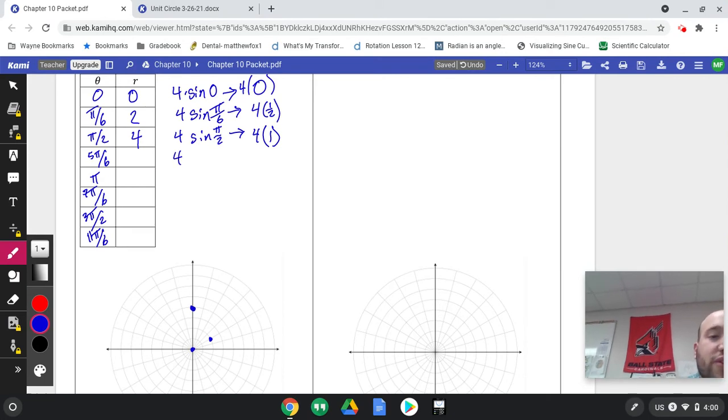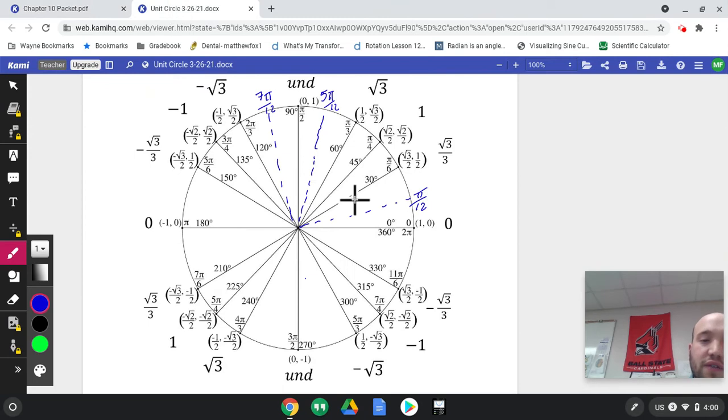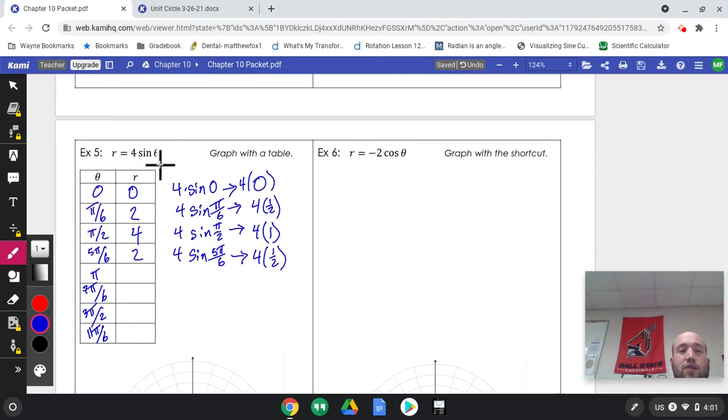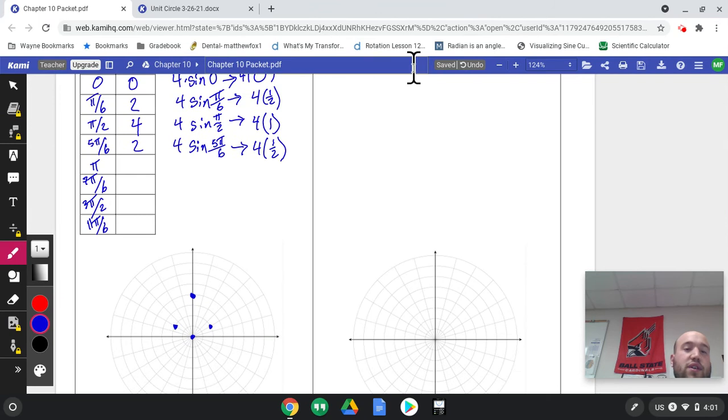Next one, 4 sine of 5 pi over 6. So 4 times, now if we look here, 5 pi over 6, sine is 1/2 again. So 4 times 1/2 gives us 2. 5 pi over 6 is around over to here and out 2. Okay. So it's symmetrical, as you can see, across the y-axis, which hopefully makes sense because we have a sine here. Okay, now we can keep going, and we'll do it for these last 4.